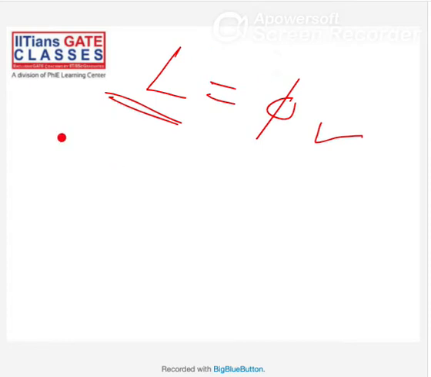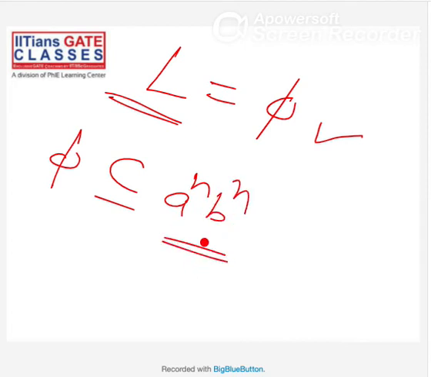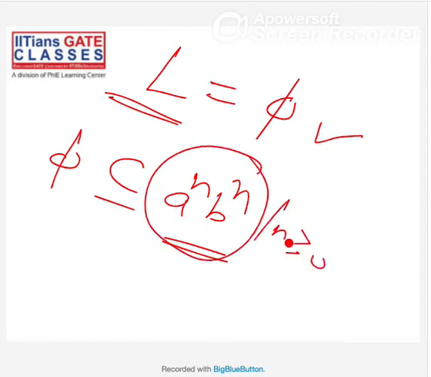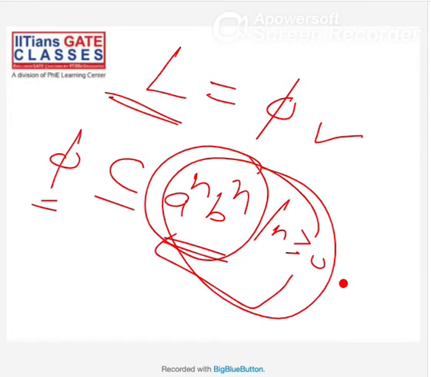This phi is regular, and you know that a^n b^n is a superset of phi, because phi is a subset of every language. So this language, a^n b^n where n is greater than or equal to 0, is a superset of phi, the empty set. But this language is not regular. So what you can say is that regular languages are not closed under superset operation.